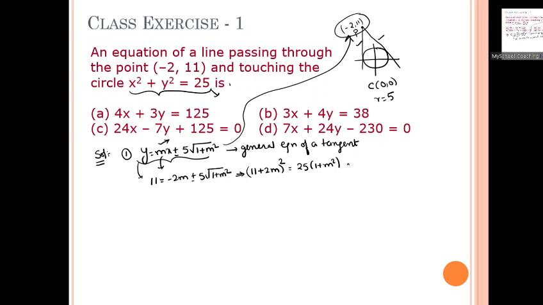If you simplify, this is a quadratic in m, right? What do you get on solving this? You're going to get two values of m. Those two are the slopes of the two tangents, yes or no? So let's solve. 121 plus 4m square plus 44m is equal to 25 plus 25m square. So 21m square minus 44m minus 96 is equal to 0.